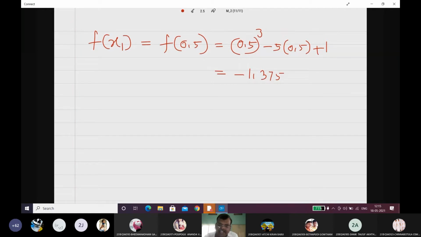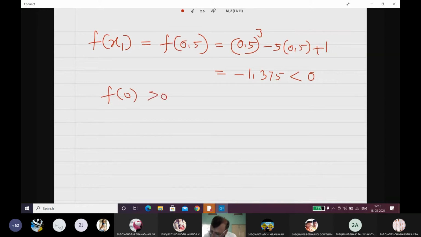Is it positive or negative? Negative. Very good. That means f of 0.5 is negative. పైన మనకున్న రెండిట్లలో ఏది పాజిటివ్ ఉంది? పైన 0 పాజిటివ్ ఉంది, 1 నెగటివ్ ఉంది. కాబట్టి ఏమవుతుంది?